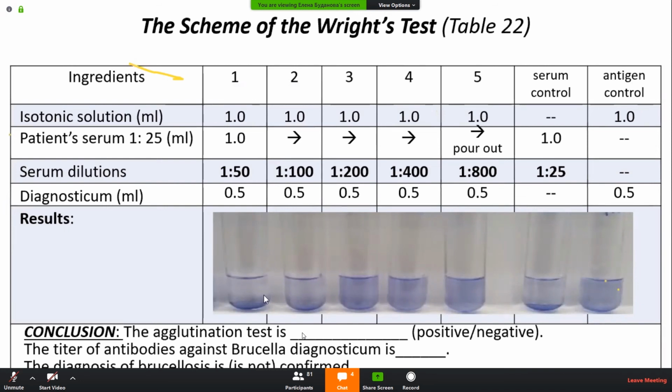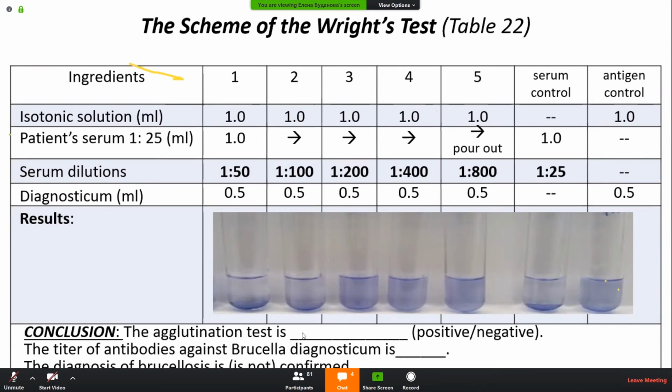You can see transparency above the layer of agglutinate on the bottom. You can see transparency. You can see turbidity with the purple color, uniformly purple. So it means that the test is positive until the titer 1 to 100s.